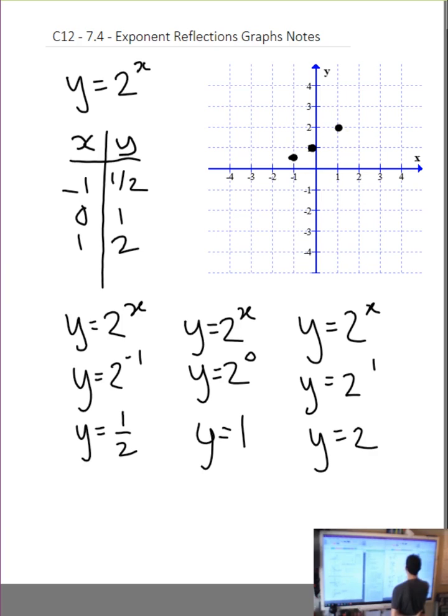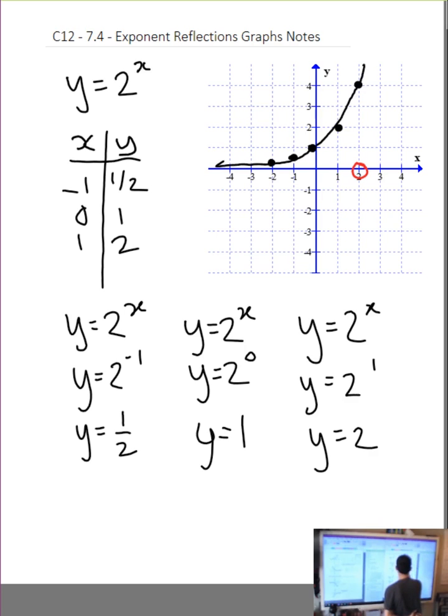Now we can see that this graph is kind of going up this way. I'm just going to do a table of values in my head. The next value in x is 2. 2 squared is 4. And as I keep going to the left, 2 to the -2 is 1 over 2 squared, which is 1 over 4, which is a quarter. And I'm going to notice that I see this pathway that goes along.